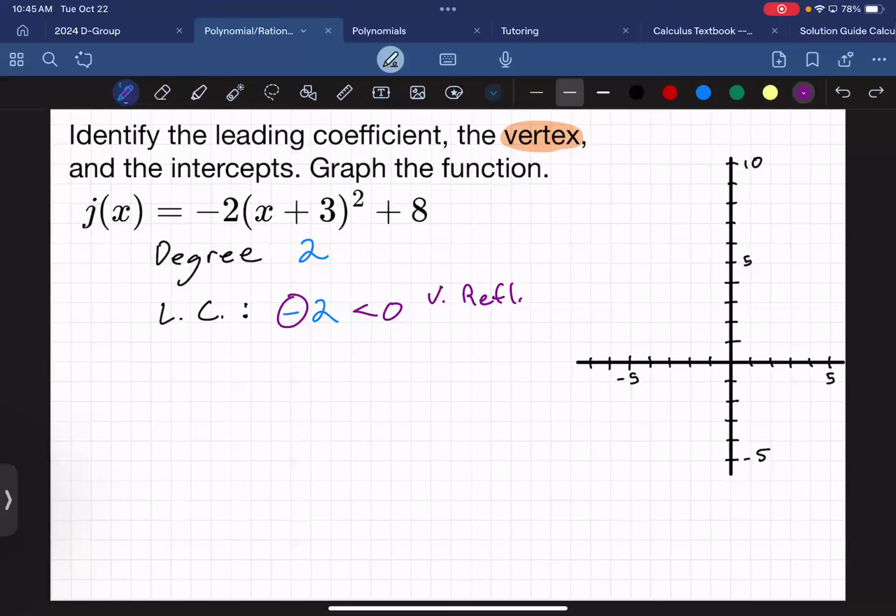Now, the nice thing about j of x is it's in vertex form. The key to remember is that when I go to state my vertex, we're also stating the transformations. Those are my shifts, right? So for my horizontal shift, I do the opposite. For my vertical shift, I do as it says. So I go plot that point right away.